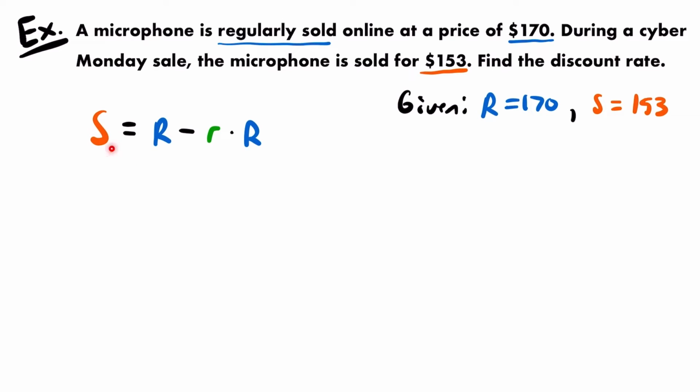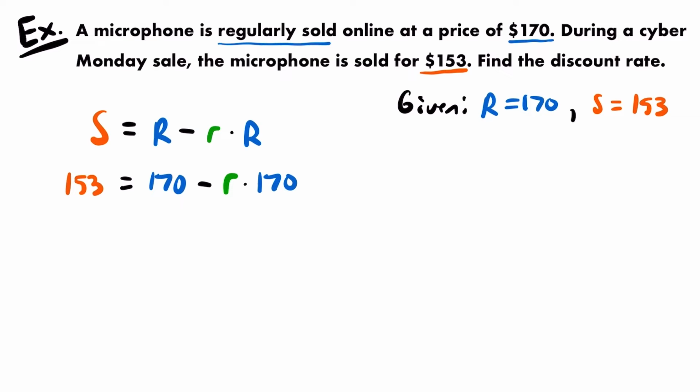We'll replace S with 153. So we have 153 is equal to the regular price, which is 170. So we have 170 minus the discount rate, which we don't know. So we just have r multiplied by the regular price, 170. So we're multiplying r by that value of 170. Okay, and so now we have an equation with one unknown variable that we can solve for.